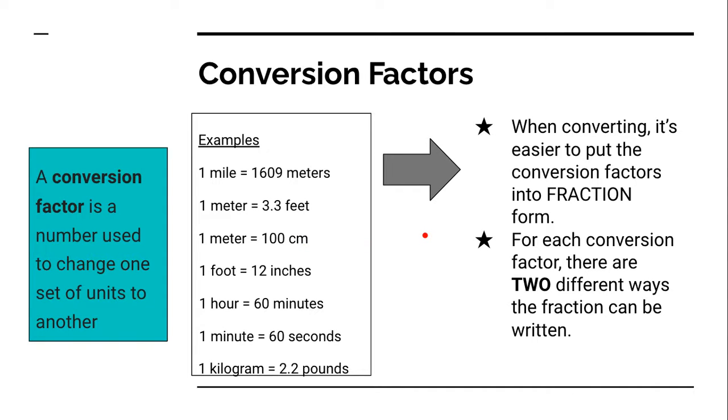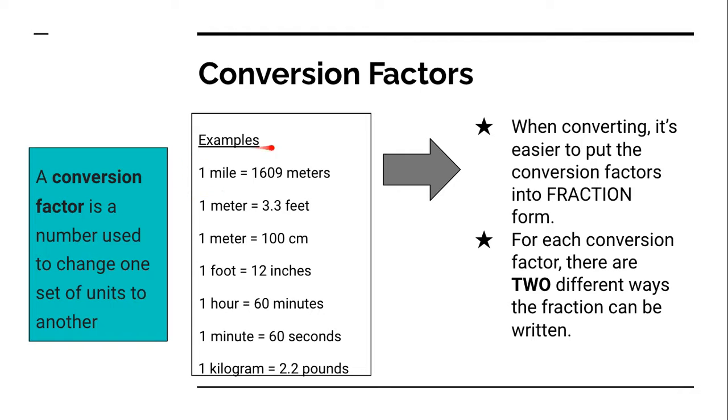Now, I put some other facts on here on the right side. When converting from one type of unit to another, it's easier to put these conversion factors that I have written in a list here into fraction form. This makes it easier for you to do the math and see what types of units can cancel out. Now, for each of these conversion factors, there are actually two different ways the fraction can be written, okay? So this one up top right here, I'm gonna do an example of.